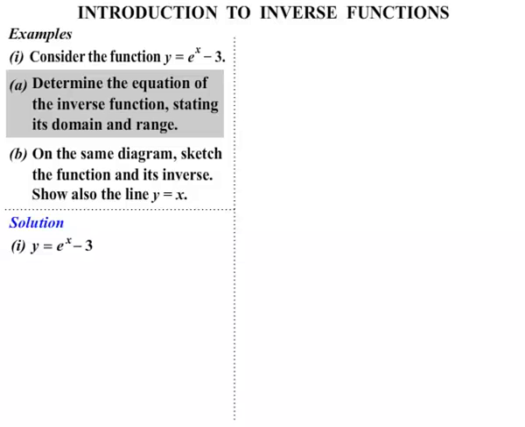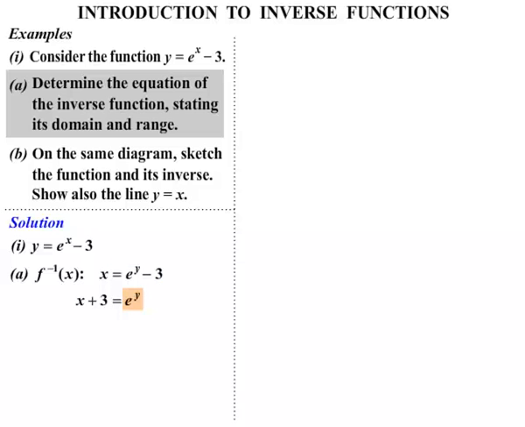Solution. Let's write down the original function firstly, y equals e to the x minus 3. Now the inverse function. The notation for that is f to the minus 1 of x. Basically all we do there is swap the y and the x, simple as that. So we eventually get that x equals e to the y minus 3. And then from here we're going to try to make y the subject. So let's take that minus 3 over to the other side, becomes plus 3. So we'll have x plus 3 equals e to the y.